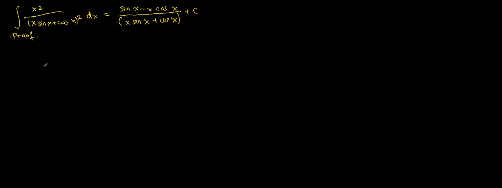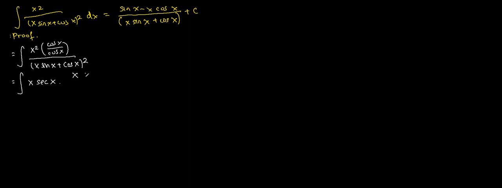First step, in the numerator itself, I will multiply by cosine x over cosine x. And the denominator will be (x sine x plus cosine x) squared. After which we split this up into two different terms. The first term will be x secant x, times the second term, which will be x cosine x over (x sine x plus cosine x), the whole thing squared, and we forgot a dx.